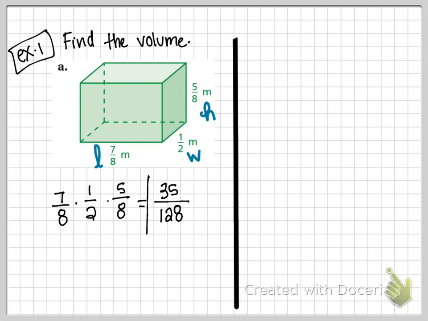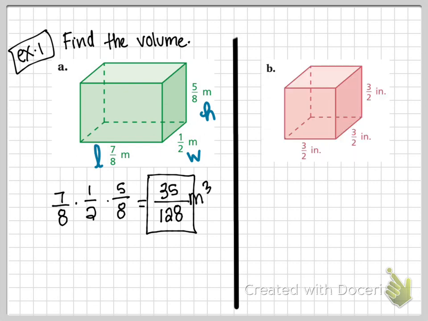Okay? Right here. And we would also, of course, this would be inches, and we cube the units for volume because there are 3 dimensions: length, width, and height. Meters cubed, not inches. Meters cubed. Now we've got a cube. Okay? And every side, we've got our length, our width, and our height. So find the volume of this cube by doing length times width times height.